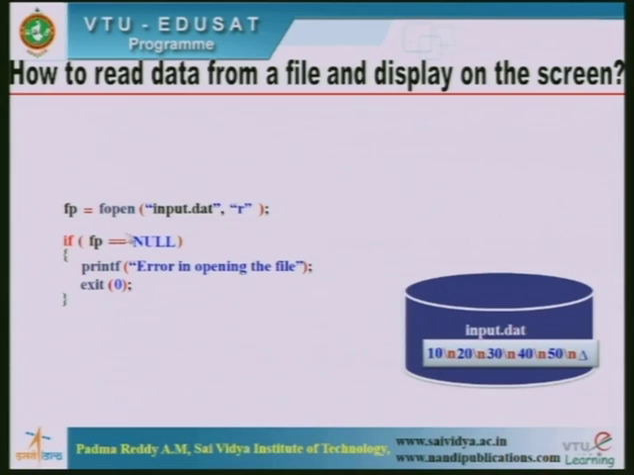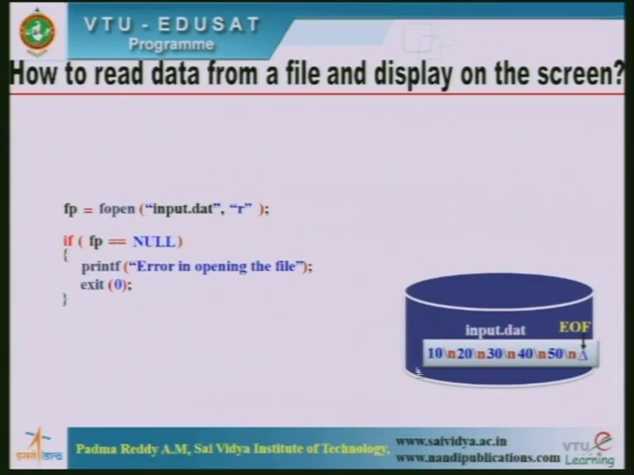Now, if you observe 10\n, 20\n, even though I write 10 enter, 20 enter, 30 enter, 40 enter, in the file it will be stored as a \n. In place of the enter key, what is stored here? \n. And this symbol here indicates the end of the file. This is a symbol I am designating to indicate that it is the end of file.